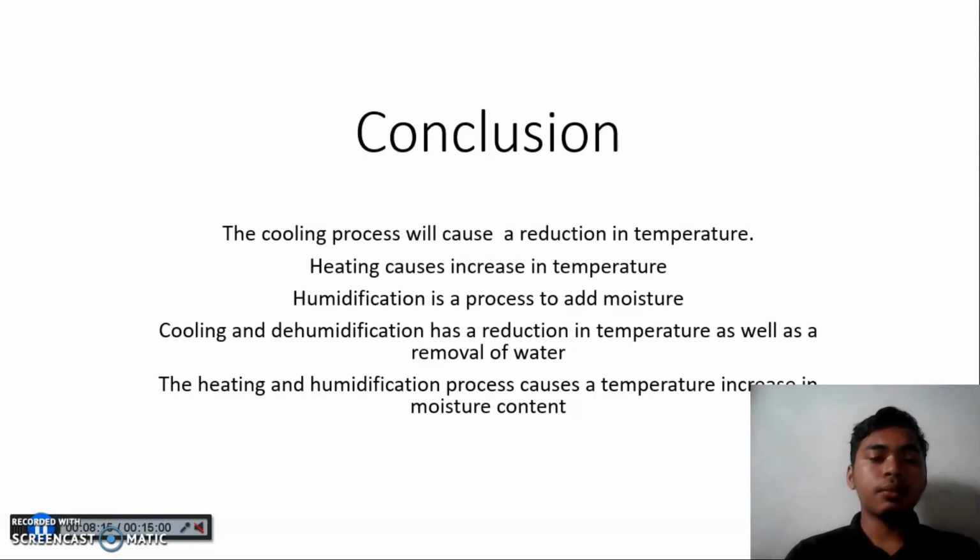For the conclusion, this experiment had 5 processes, which are heating, cooling, humidification, heating and humidification, and cooling and dehumidification. The cooling process will cause a reduction in the temperature. The heating process causes an increase in temperature. These two processes do not have moisture, so humidity content is not considered.